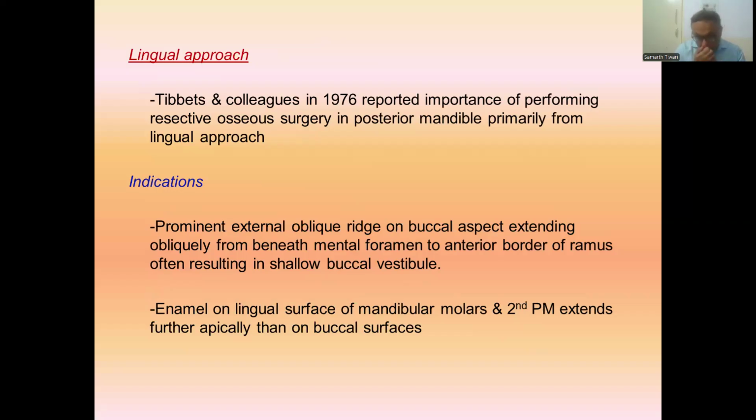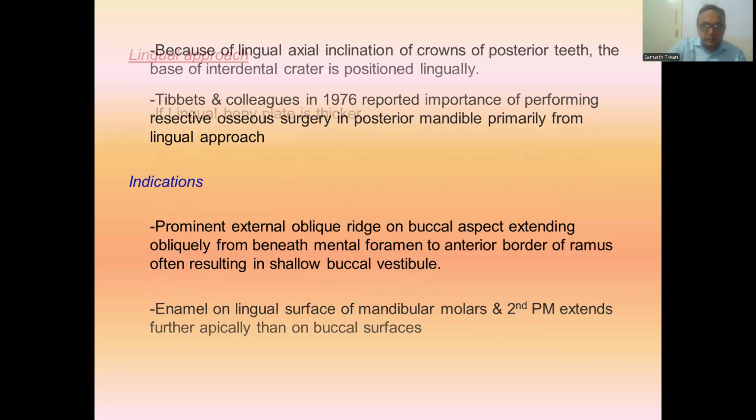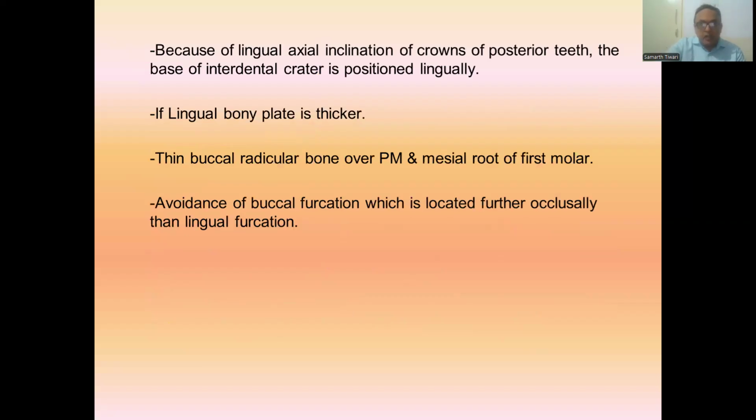The enamel on the lingual surface of mandibular molars and second premolars extends further apically than on buccal surfaces. Because of the lingual axial inclination of the crowns of posterior teeth, the base of the interdental crater is positioned lingually. The lingual bony plate is thicker, with thin buccal radicular bone over the premolar and mesial root of the first molar. Avoidance of buccal furcation, which is located further occlusally than the lingual furcation.